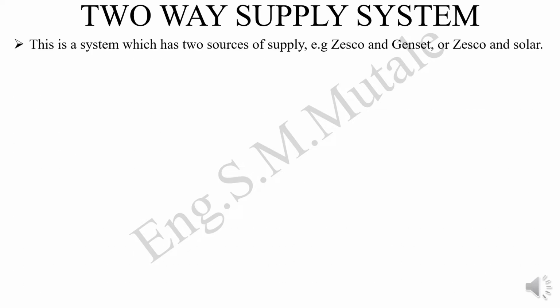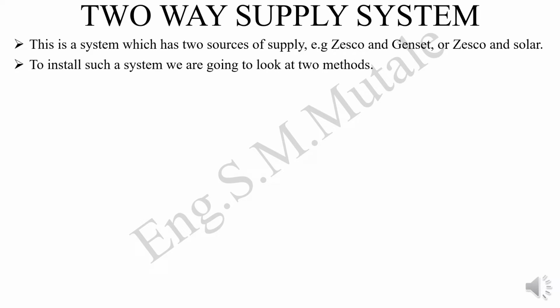So a two-way supply system is basically a system which has two sources of supply. For example, you can have Zesco as a source of supply and a genset, or Zesco and solar. So to install such a system, we are going to look at two methods.